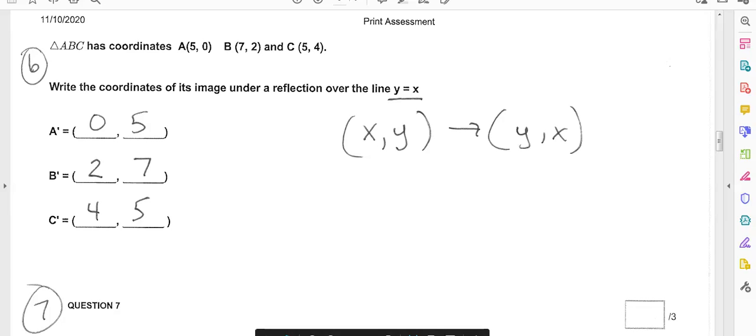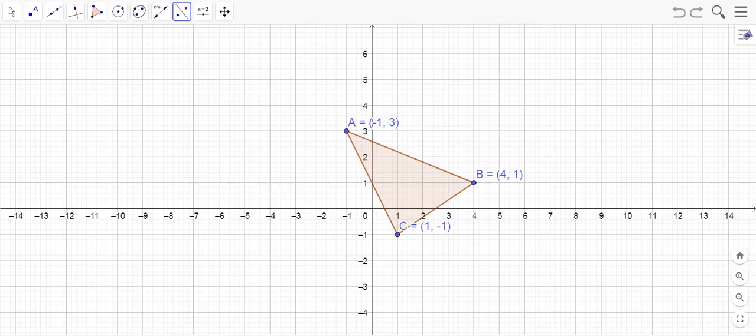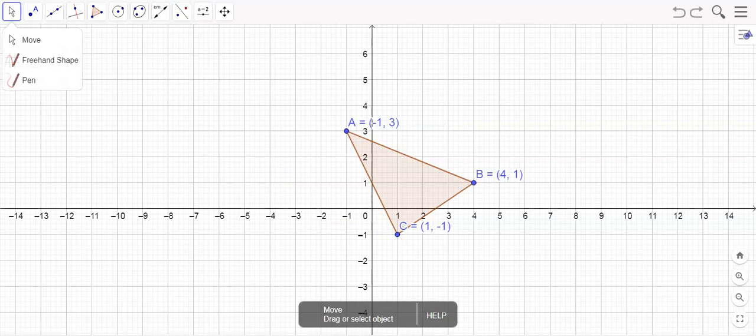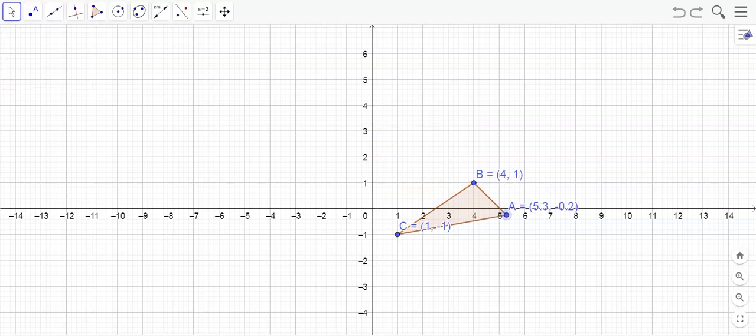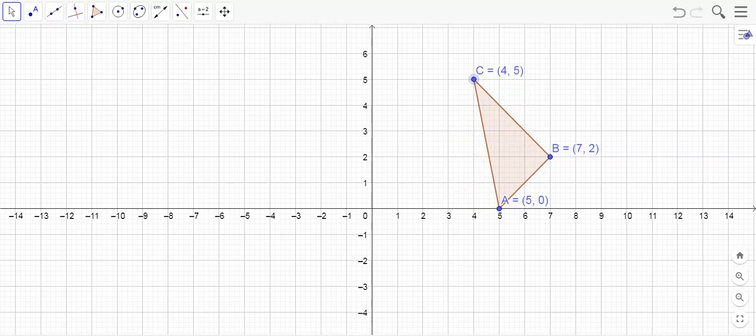We can verify it. So I have to make sure I get the right points, and we're doing y equals x. So undo. Let's get the right points. We're on number 6. We want 5, 0 for A, 7, 2 for B. You can kind of feel when it snaps right to it. And then 5, 4. Oh, that's 4, 5. Almost messed up. 5, 4. There we go. So we got this triangle here.